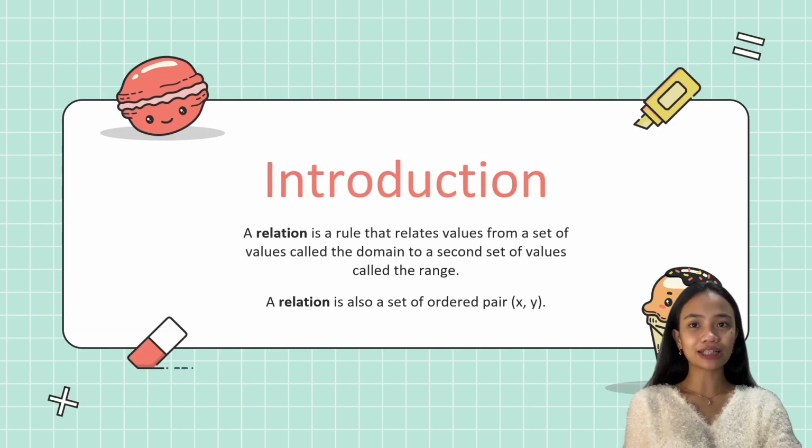For the short introduction, a relation is a rule that relates values from a set of values called the domain to a second set of values called the range. It is also a set of ordered pairs x and y.